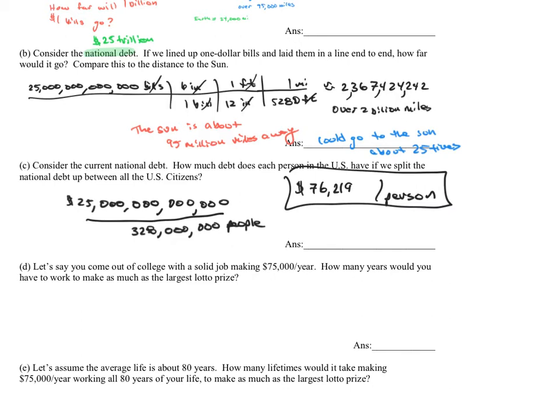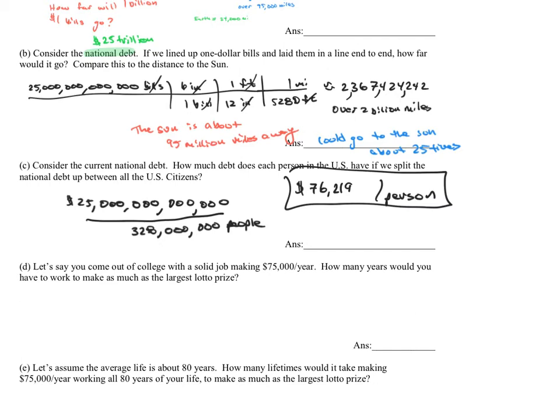So let's say you come out of college with a solid job making $75,000 a year. How many years would you have to work to make the largest lotto prize? So when I used to teach at the university, I used to work at the University of Colorado. I would ask, how much do you guys expect to make when you come out of the school with a degree?